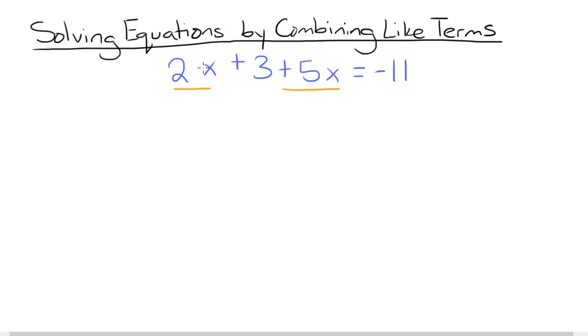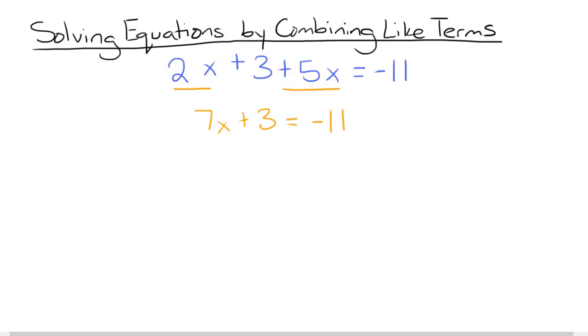So now we can combine 2x and 5x. 2 plus 5 is 7, so we have 7x. And then this plus 3 is going to stay the same. We didn't do anything to it. And same with the negative 11 on the other side.